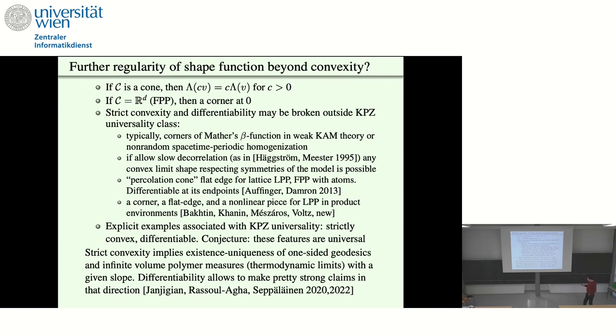Also, if you allow slow decorrelation, we know since this paper that any convex limit shape that respects the symmetries of the lattice, if there is a lattice or something like that, can be realizable as a shape function.